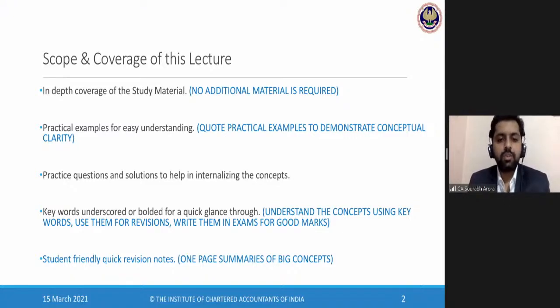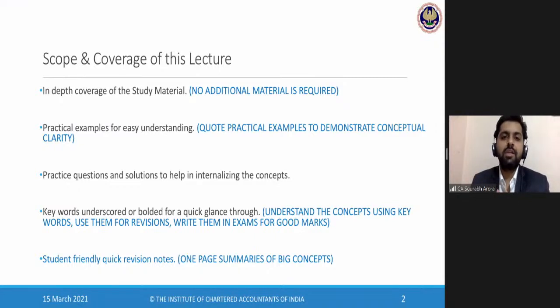Third is the practice questions and solutions to help in internalizing the concepts. Fourth are the keywords, underscored or bolded for a quick glance through. Understanding the concepts using keywords, using them in revisions and writing them in the exams is essential for good marks. Sometimes students miss writing these keywords and then wonder why the examiner deducted their marks. It is precisely because they missed the keywords that need to be mentioned in the exams. The examiner doesn't expect you to reiterate the entire standards on auditing or the study material in the examination sheet. That is obviously not expected.